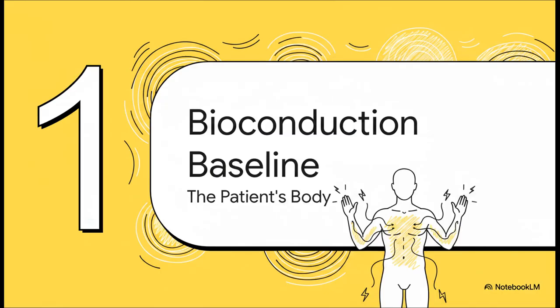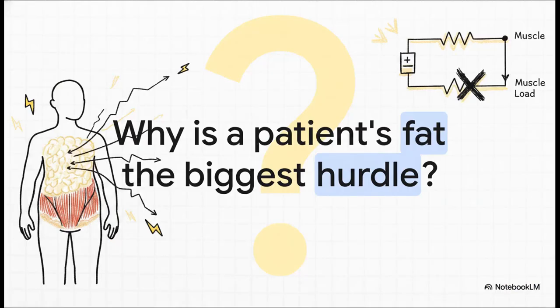All right, Section 1, the bioconduction baseline, where we'll focus directly on the patient's body. Imagine you have a full waiting room today. Your very first patient is a runner with a deep hamstring strain, and they really need some electrical stimulation. But before you even think about touching a dial on that machine, you have to look at their anatomy as a complex electrical circuit. Why does adipose tissue, fat, present such a massive, literal roadblock to getting that therapeutic current down into the injured muscle?